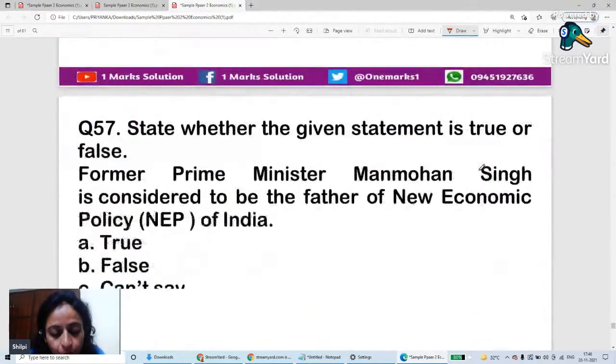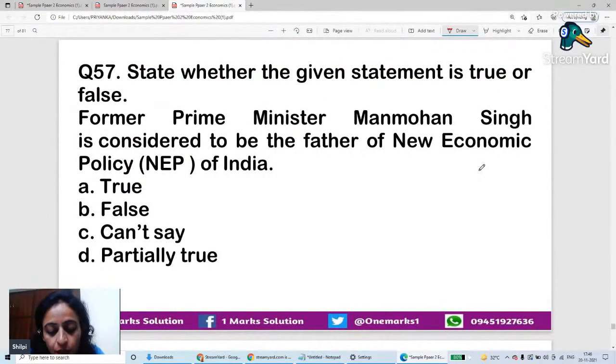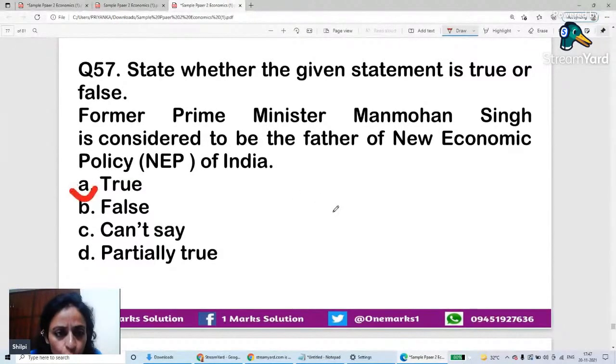Question number 57. State whether the given statement is true or false. Former Prime Minister Manmohan Singh is considered to be the father of new economic policy. Yes, true. It was also directly given in the paragraph.